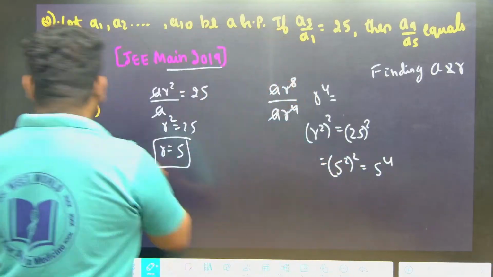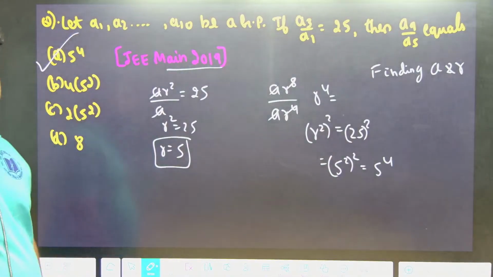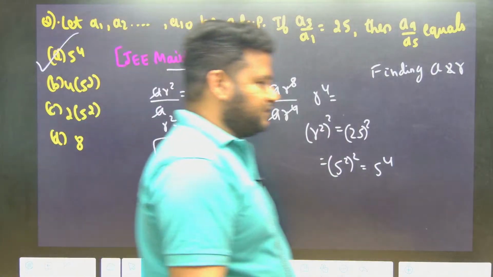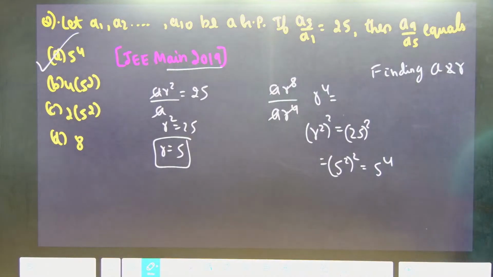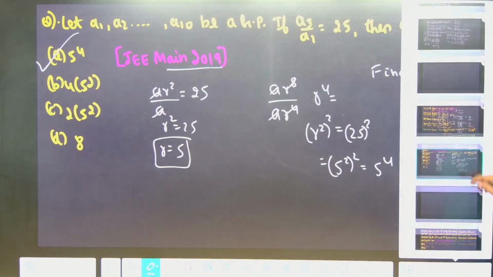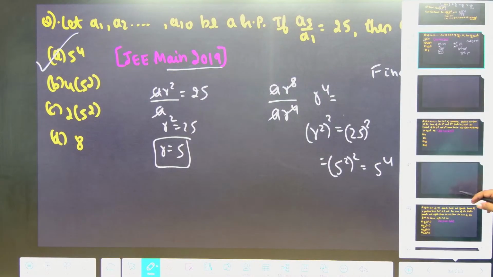Because they were given the options like this. That is nothing but option A. 5 power 4 is the right answer, friends. 5 power 4 will be the right answer to this question.